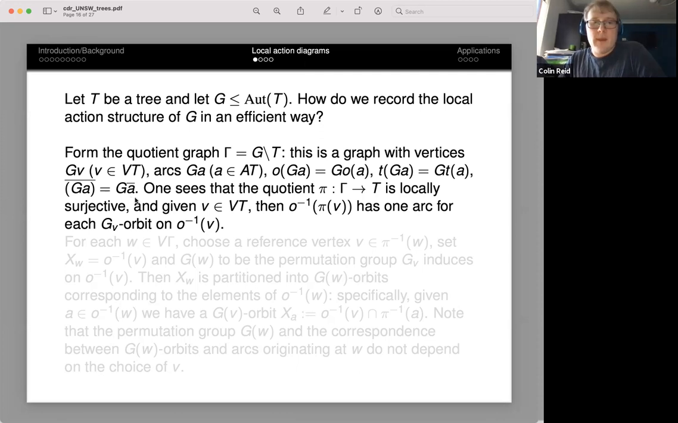So this map, that should be, sorry, T goes to gamma. The quotient map from T to gamma is locally surjective. So if you take a vertex in gamma and then take one vertex in its pre-image, the arcs coming out of that vertex in the pre-image will give you all the arcs of the vertex of gamma.